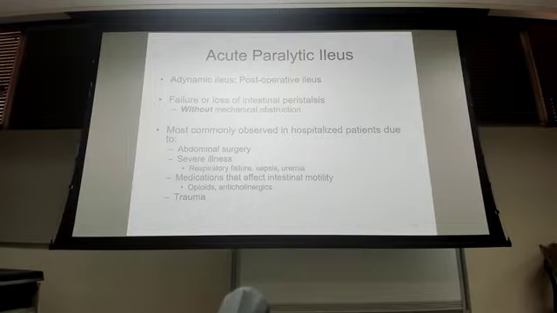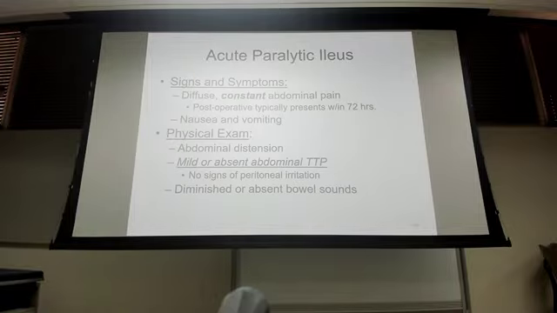Or they had surgery and their own opioids. That's a double whammy, right? To slow down the peristalsis. Usually, diffuse abdominal discomfort, abdominal distension, nausea, vomiting, constant abdominal pain, usually within 72 hours of the surgery, if that's that hospitalized patient and not from one of the other causes. Sepsis, which they probably will end up in the hospital with sepsis, or an injury.